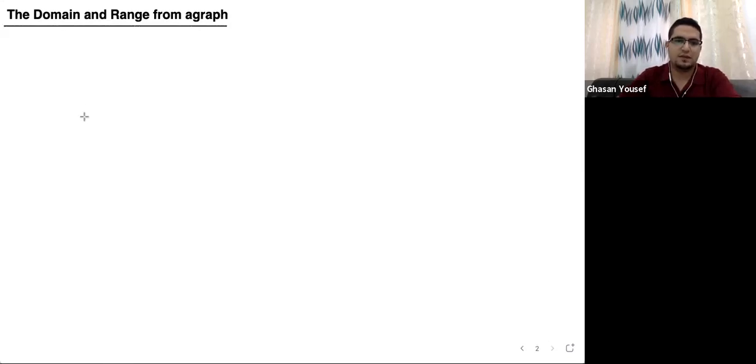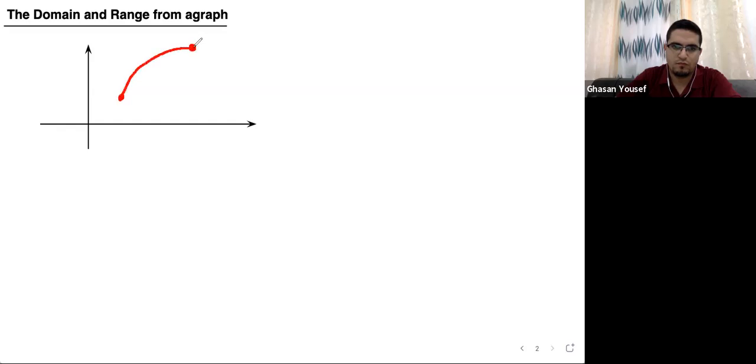So suppose I have a graph like something like this. This is my y-axis, and this is my x-axis, and the curve of the graph is something like this. This is the graph of my function. Suppose this is my graph of my function. The function has name f of x. This is my x-axis, and this is my y-axis.